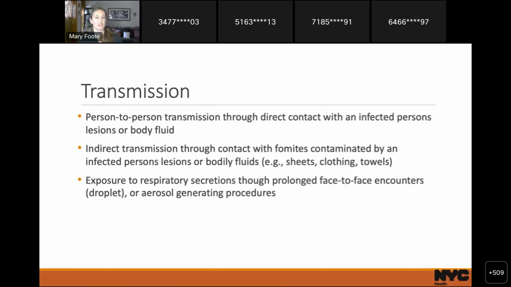And so just talking about transmission, person-to-person transmission is the most likely route that we're seeing, through direct contact with an infected person, particularly contact with lesions or body fluids, and also potential for indirect transmission through contact with fomites contaminated by an infected person's lesions or bodily fluids.